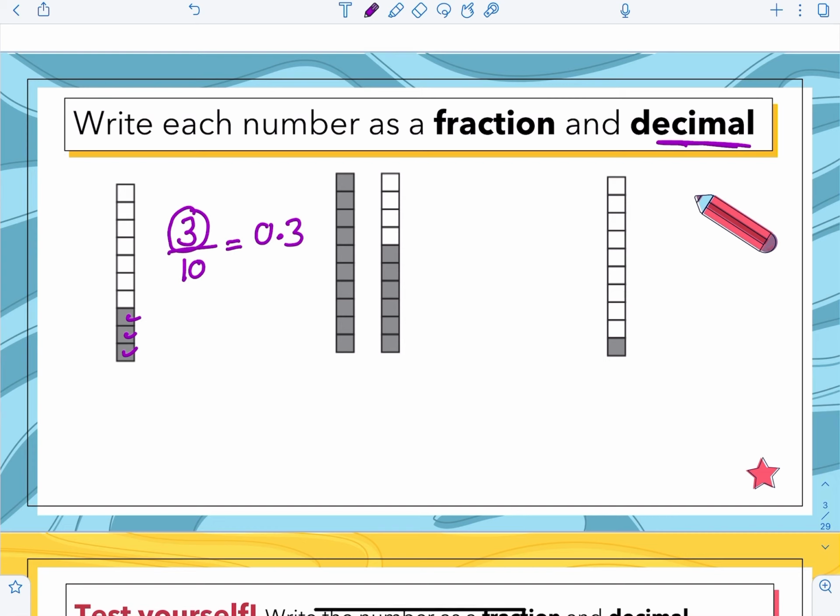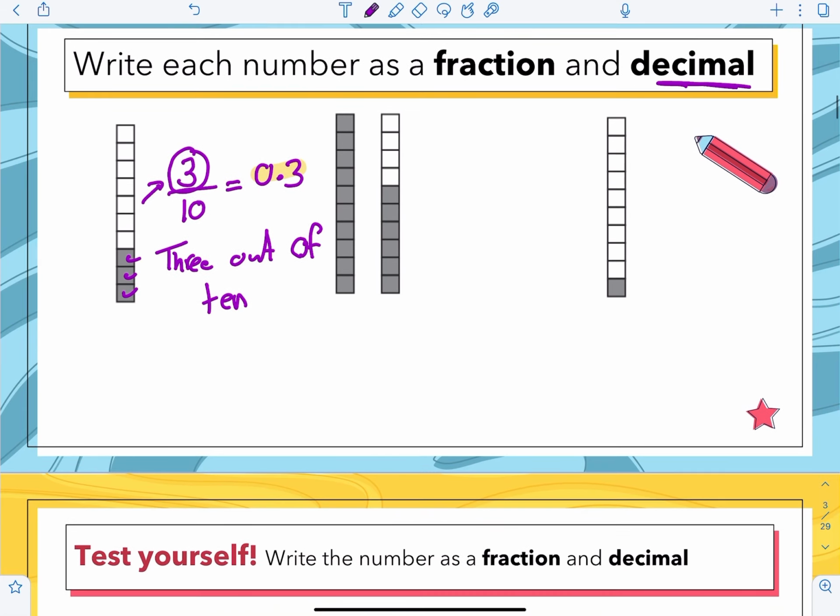Now how can I read this number? I can call it 0.3. I can also call it 3 out of 10, and I can also call it 3 tenths. So what's the 3 tenths? This is 3 tenths because I have 3 out of 10 parts. Now let's try to do the other one.